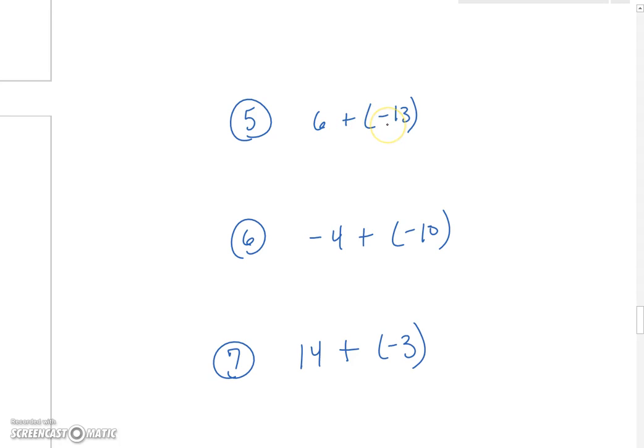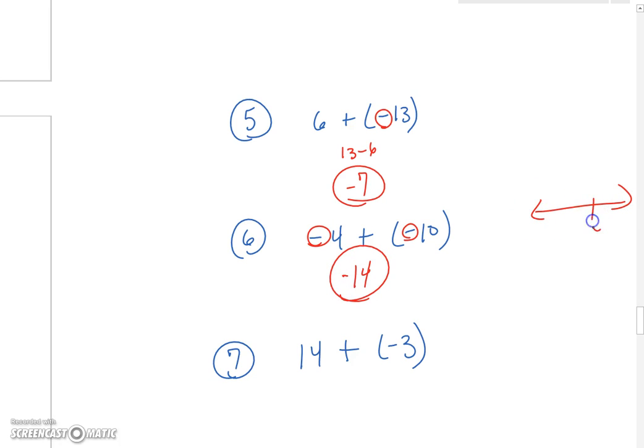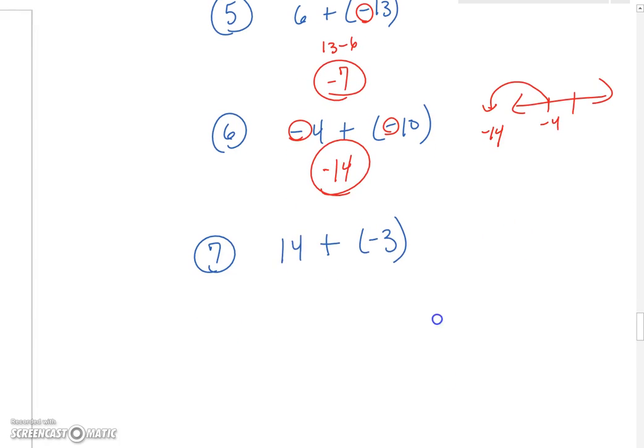6 plus negative 13. I'm going to subtract 13 minus 6. I get 7. Sign of the greater absolute value, negative 7. These are both negative, so I simply add them together. 4 and 10 is 14. Tack on the negative. Remember, it's like I'm at negative 4 on the number line. We lost 4 and then we lost 10. Boom, we're all the way here at negative 14.